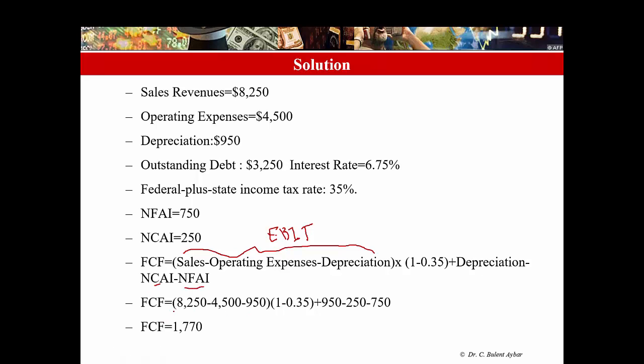So if we do the math, we plug all of these numbers in to calculate. And then we add back depreciation, subtract the change in working capital requirement, and subtract net fixed asset investments. So free cash flows of the firm is equal to $1,770 as a result. Quite straightforward.